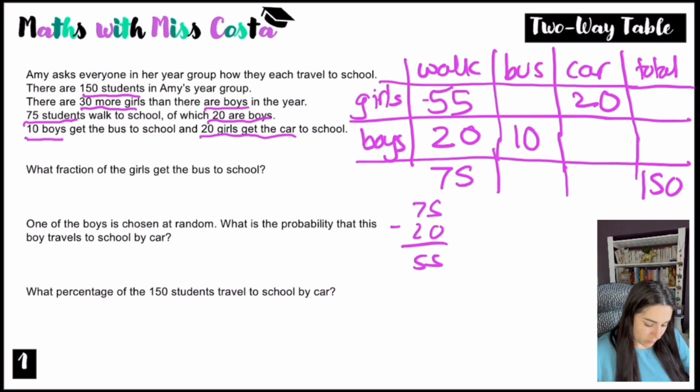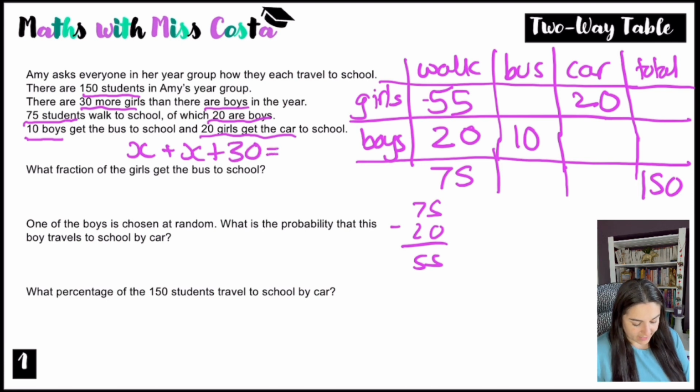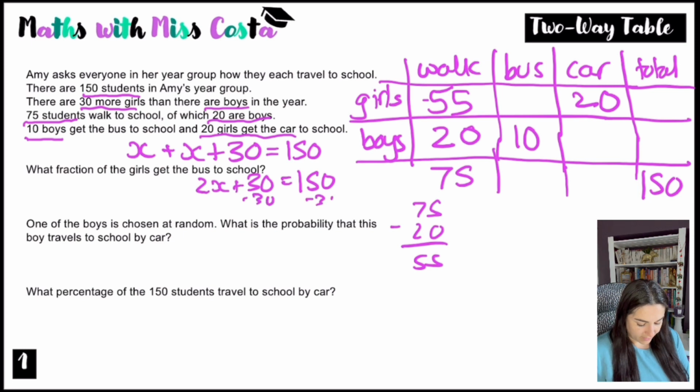I know there are 30 more girls than there are boys in the year. So whatever the boys are, let's call that X. I know that there are 30 more than that. So the boys represent X, and then the girls would represent X plus 30. And I know that total is 150. So I could simplify that to 2X plus 30 equals 150. Subtract 30 from both sides. So 2X is 120. So therefore X is 60. So I know there must be 60 boys in total.